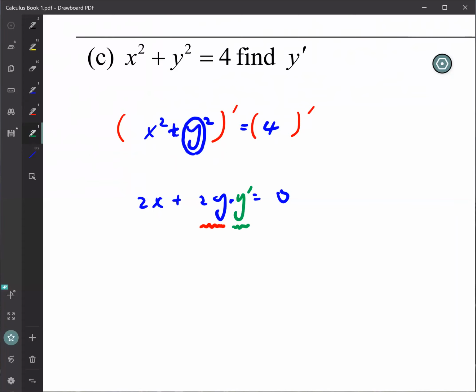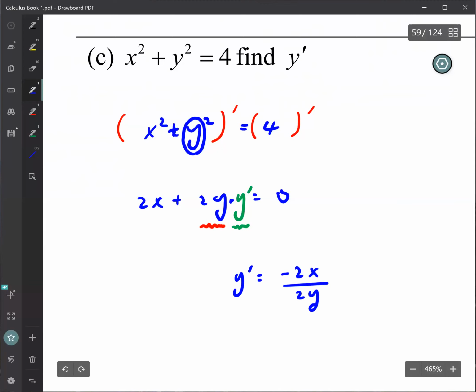So sometimes they would have like square root of y, right? Then this one you need a chain rule as well, right? Because you have a y inside a square root. Okay, so remember to recognize the chain rule. Once you get there, we just need to isolate y prime. So y prime, we move the 2x over and then divide by 2y. So you get negative x over y.